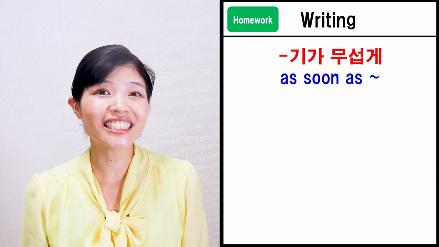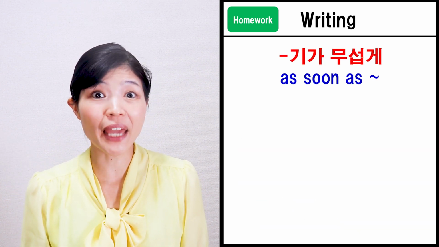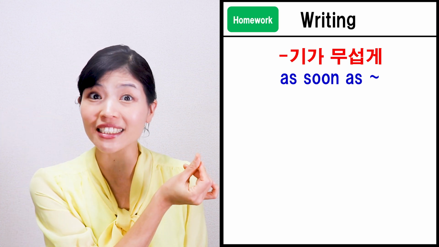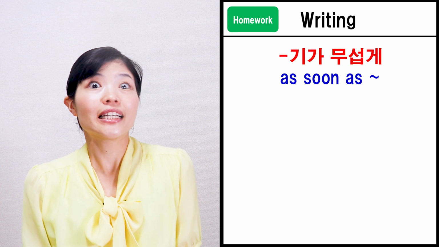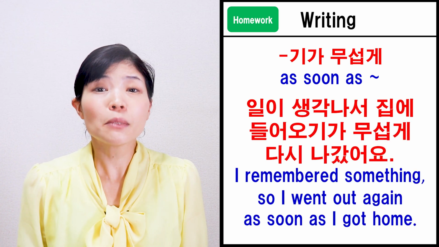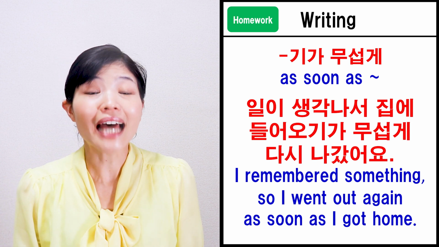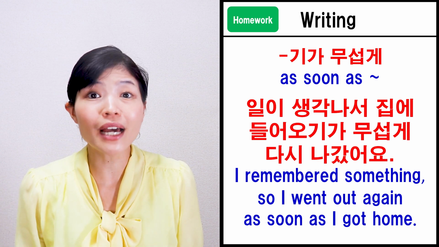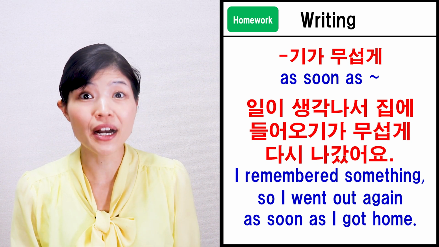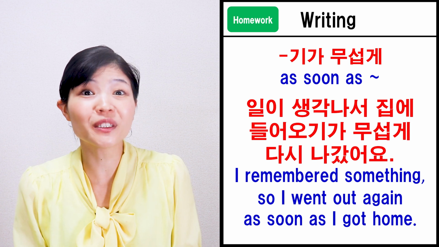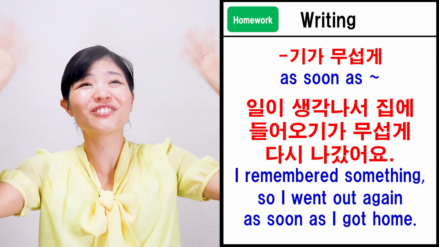For the third sentence, please use 기가 무섭게 to tell me some actions that swiftly change to the point that it's scary. For example, 일이 생각나서 집에 들어가기가 무섭게 다시 나갔어요. I remembered something, so I went out again as soon as I got home. Wow, that was pretty swift, right? I am looking forward to reading your imaginative sentences.